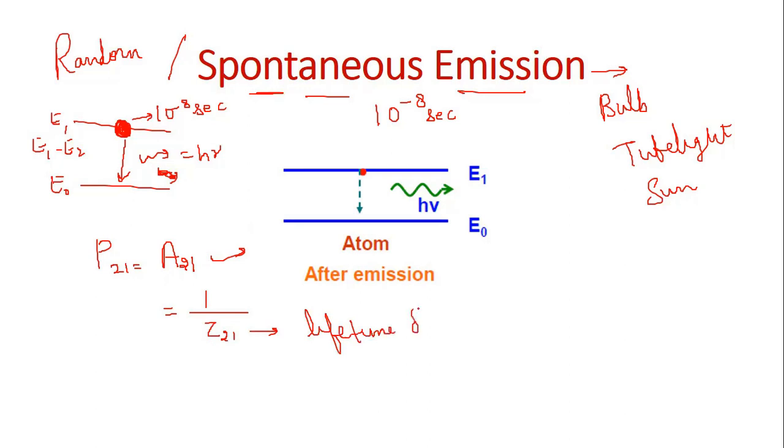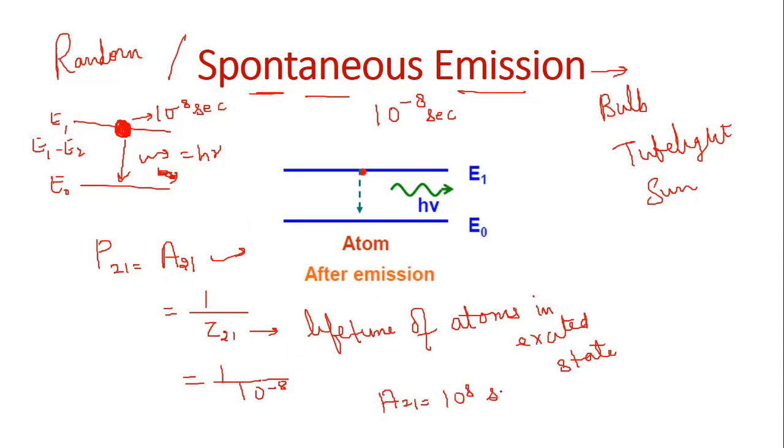lifetime of atoms in excited state. Okay, so let's suppose if they are staying in the excited state as 10 raised to the power minus 8 second. So what is the value of A21? This is equal to 10 raised to the power 8 second inverse. So this is the rate by which the atoms are coming back to the ground state. So this is known as spontaneous emission.